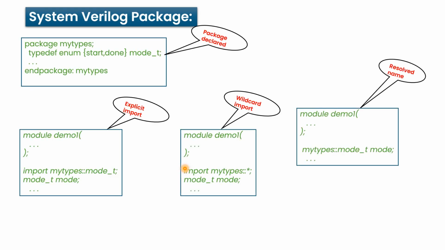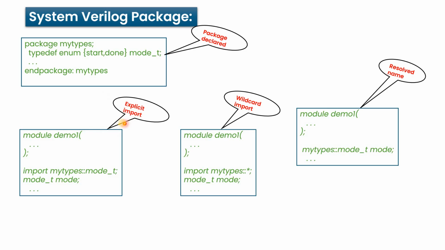So here is a SystemVerilog package. We have a package called mytypes, and it defines an enumerated data type called mode_t, which has two values, start and done. Okay, and here our package ends. Just for the explanation, we have only this one enumerated data type declared in this package.